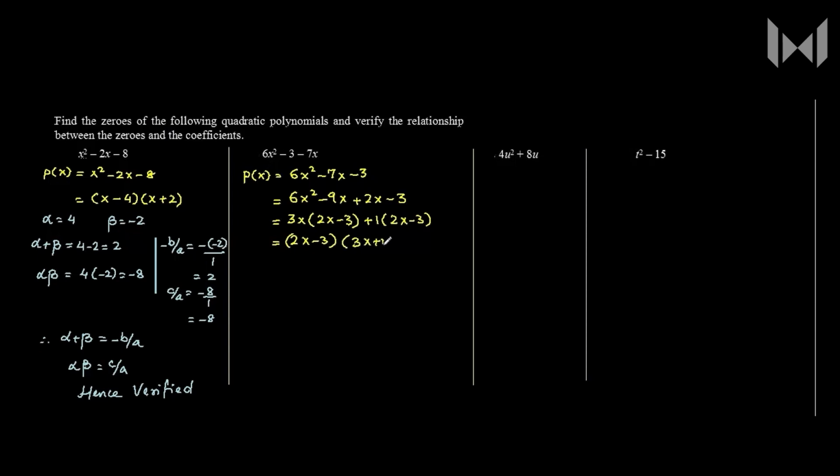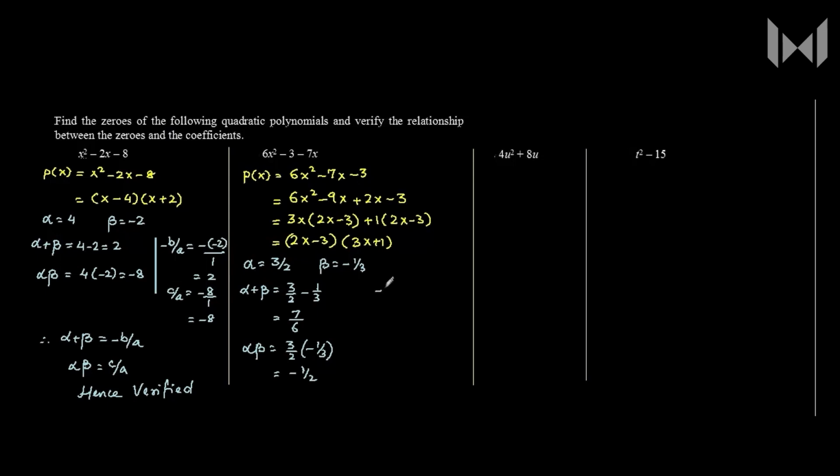into (3x plus 1). And so we get the value of alpha, by putting each of these factors equal to 0, the first one we get 3 by 2 and beta we get as minus 1 by 3. Now we will find out alpha plus beta, which is 3 by 2 minus 1 by 3, and that is 3 3s are 9, minus 2 is 7 over 6, and alpha beta is 3 by 2 into minus 1 by 3, and that is equal to minus 1 by 2.